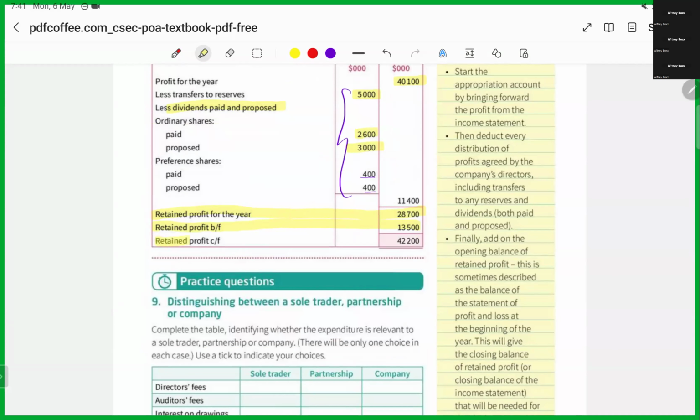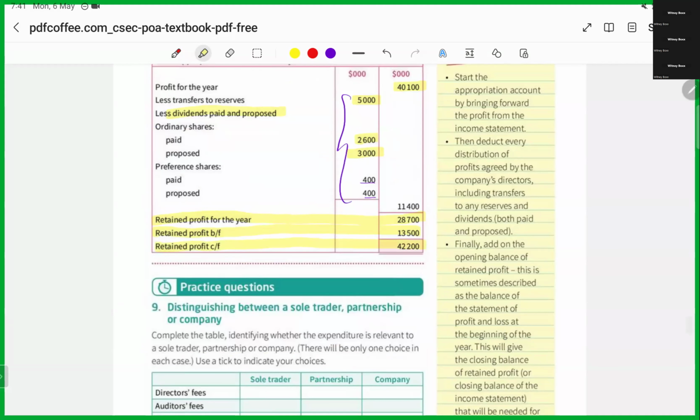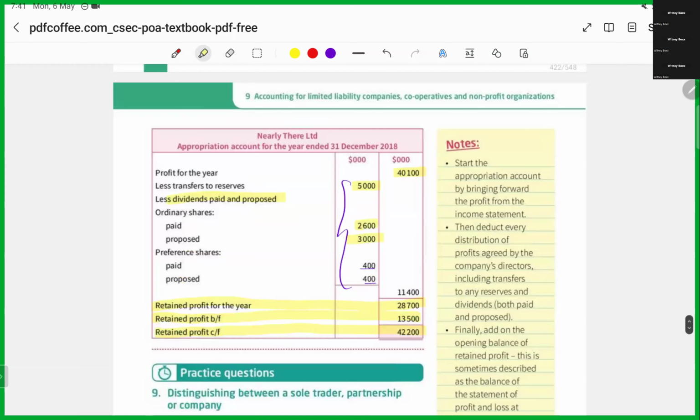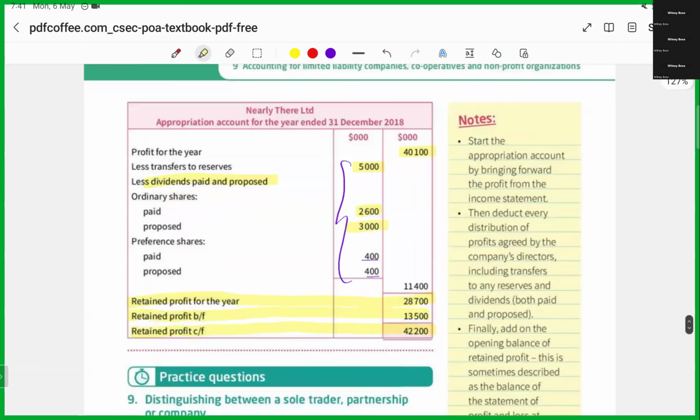And this is our appropriation account where we're distributing, or appropriating, the profit in the form of reserves to our reserves accounts, and in the form of dividends, whether paid or proposed. And that is it.